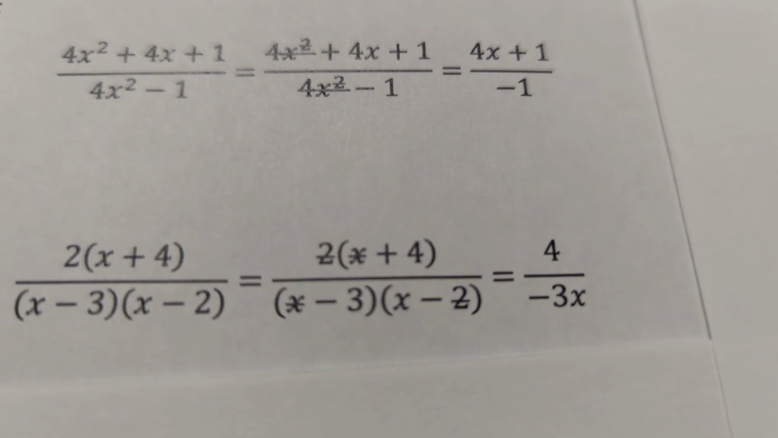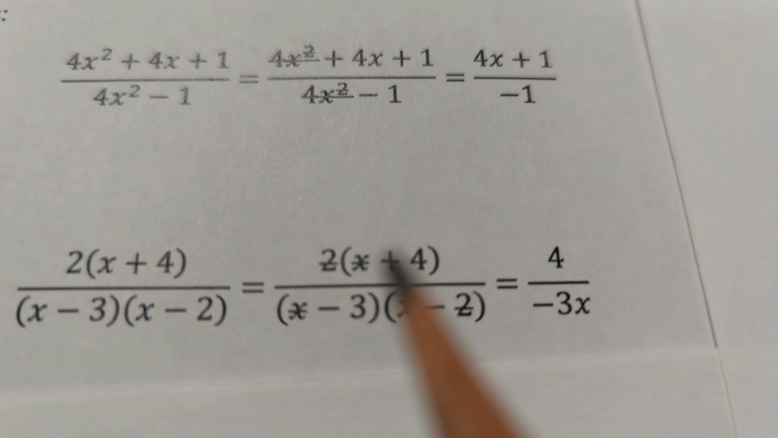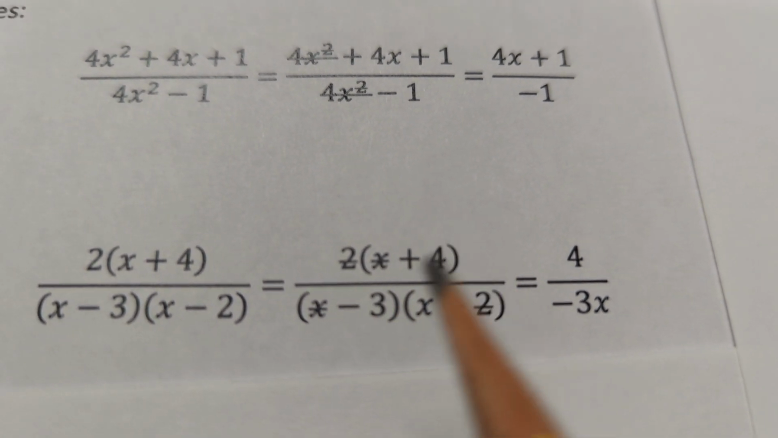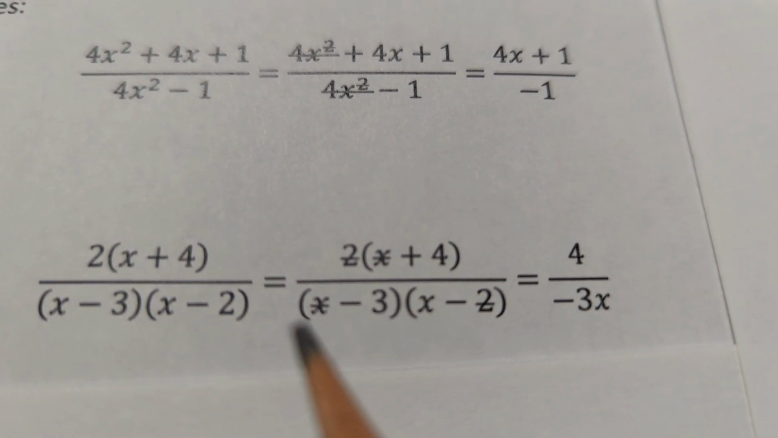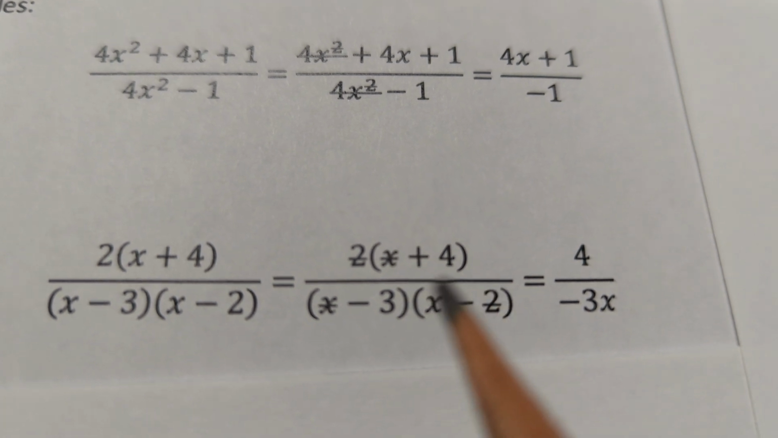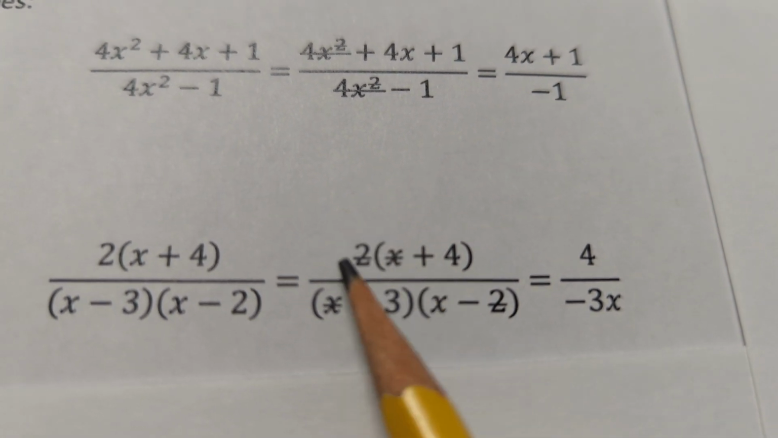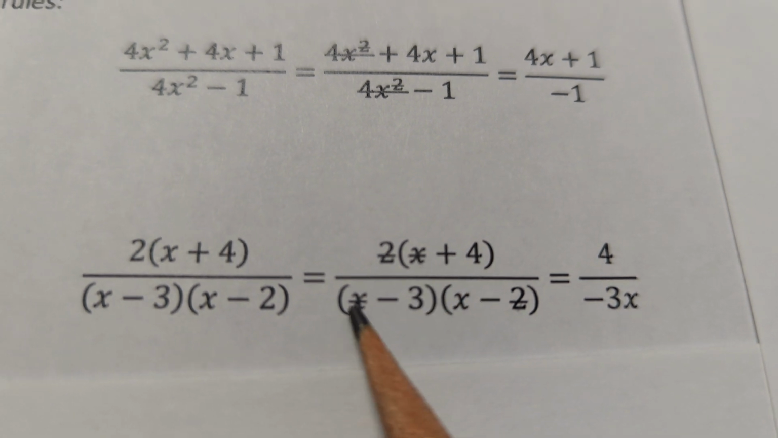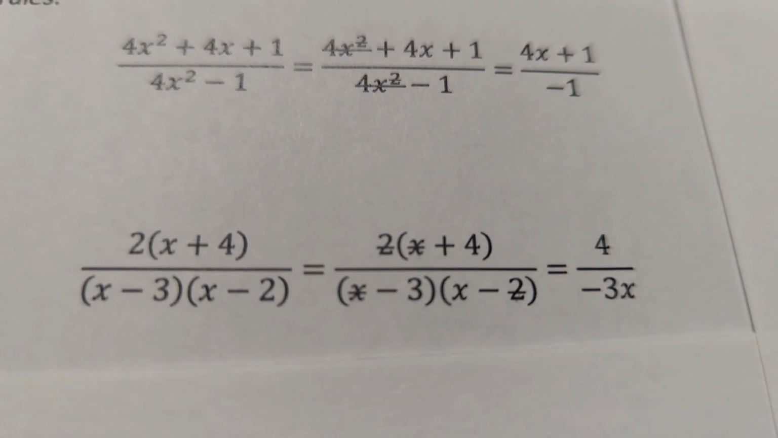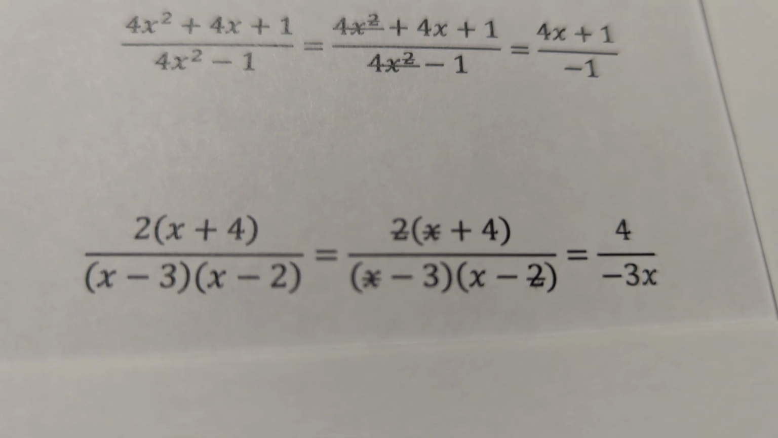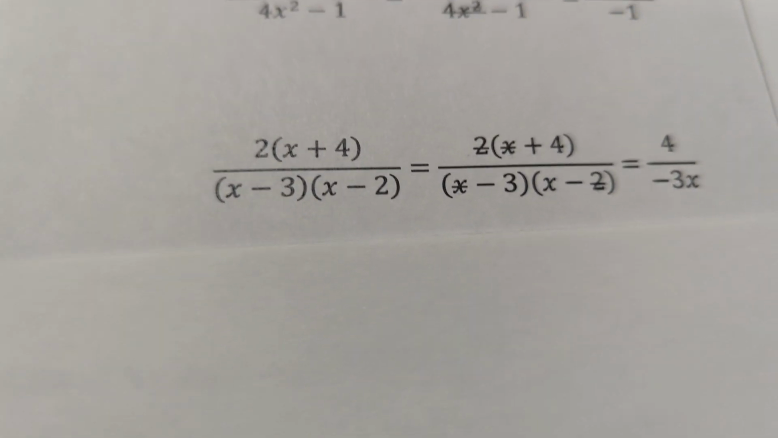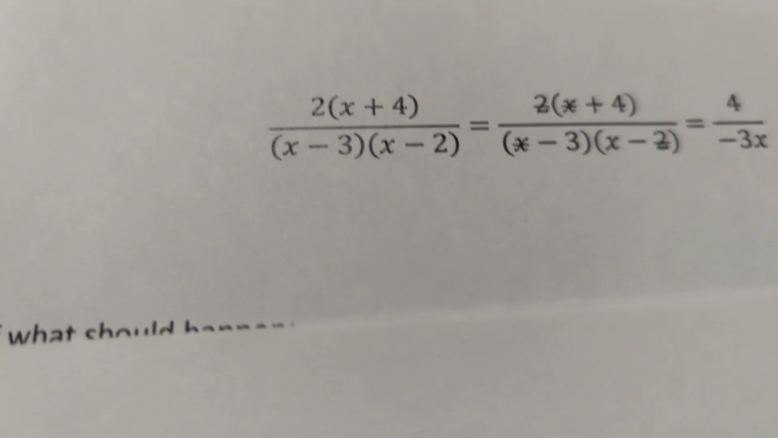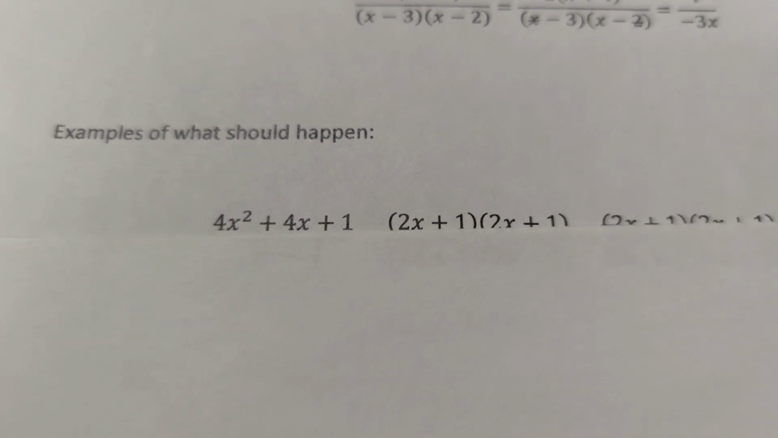Right. You can't cancel things out from within a parenthesis. You can only do the complete parenthesis. And so I can't cancel this 2 with that 2 right there, and I can't cancel this x with that x right there, because I can't take things out of a parenthesis, only the entire parenthesis. So let's look at some examples that do work, that should happen.